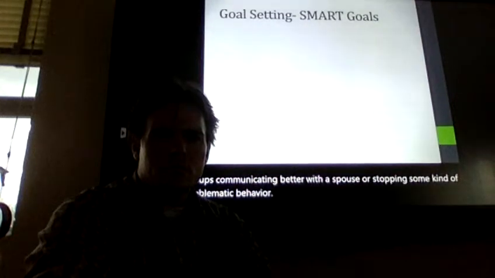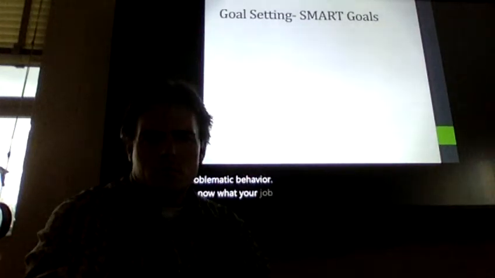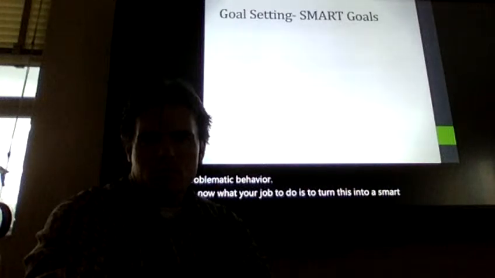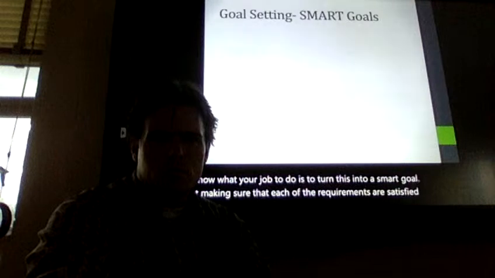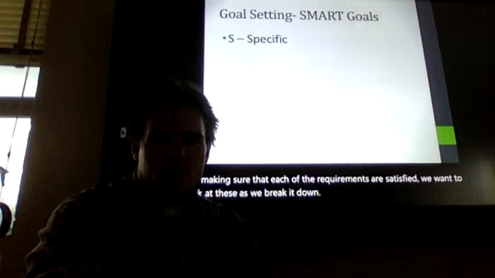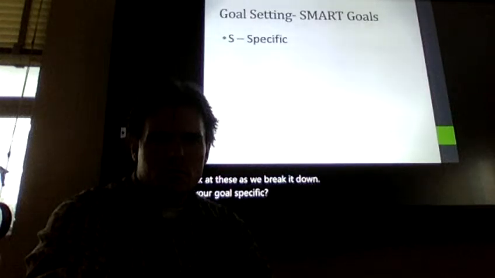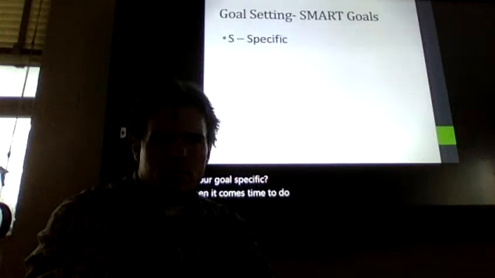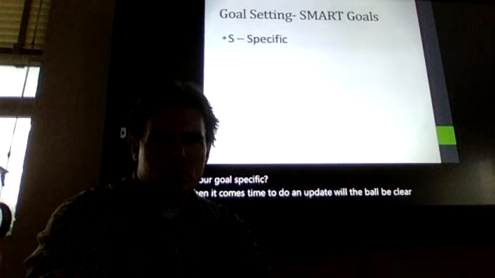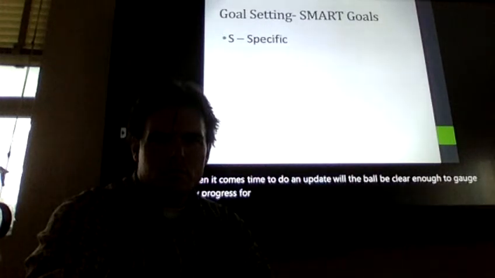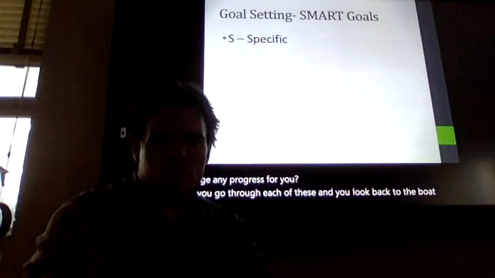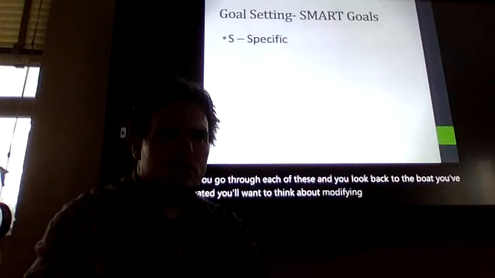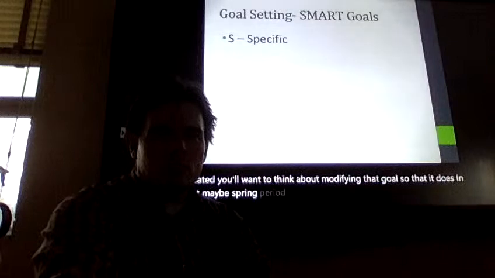So now your job is to turn this into a SMART goal, making sure that each of the requirements is satisfied. We want to look at these as we break it down. Is your goal specific? When it comes time to do an update, will the goal be clear enough to gauge any progress for you? As you go through each of these and you look back to the goal that you've created, you'll want to think about modifying that goal so that it does in fact meet these criteria. So the first one being, is your goal specific?